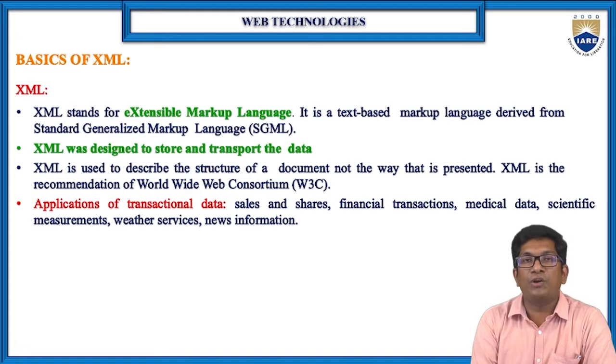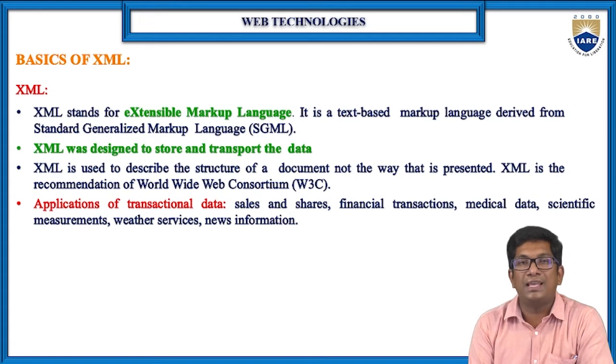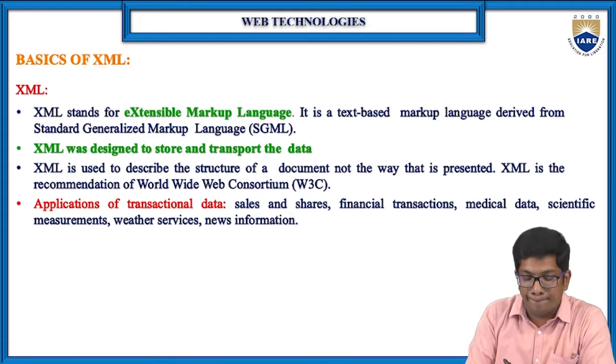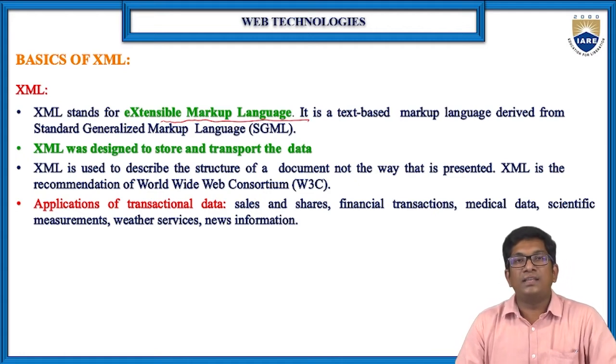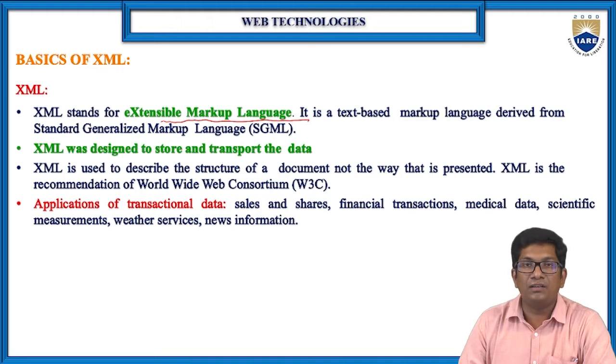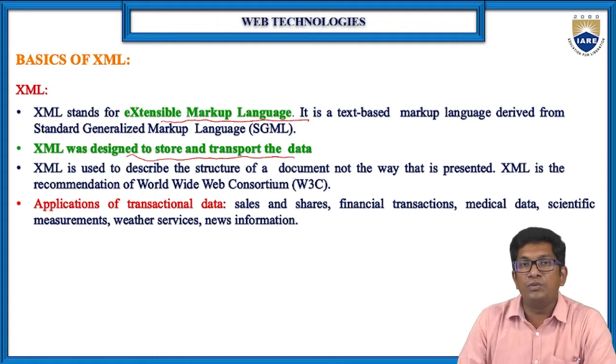One of the markup languages is HTML, Hypertext Markup Language, which is used to create static web pages. As well as that, we have one more markup language, XML, Extensible Markup Language. So what is the use of this one? XML is designed to store and transport the data. HTML is to display the data. Whatever we write in the body section is displayed in the web page.